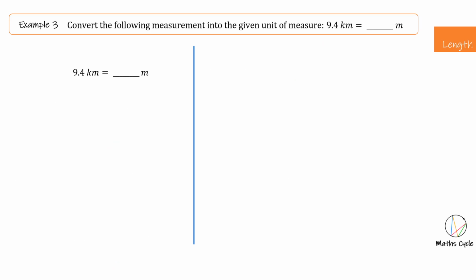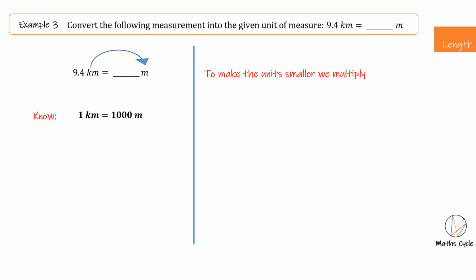So example 3, convert the following measurement into the given unit of measure. 9.4 kilometers equals how many meters? Okay, so this time you can see that kilometers to meters, we're actually making the unit smaller. So to make the unit smaller, we multiply. I know that seems unusual. To make something smaller, you multiply. So just try and get that into your head. Bigger, divide, smaller, multiply.